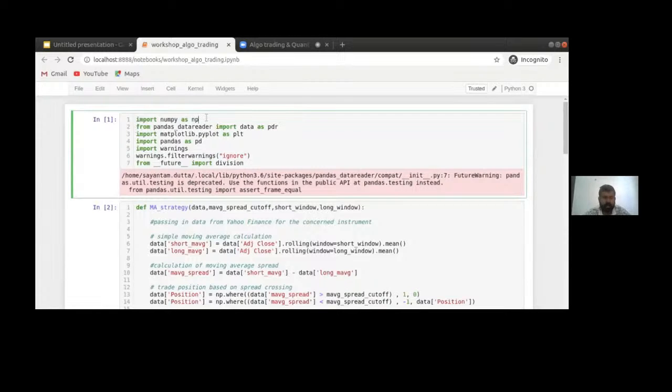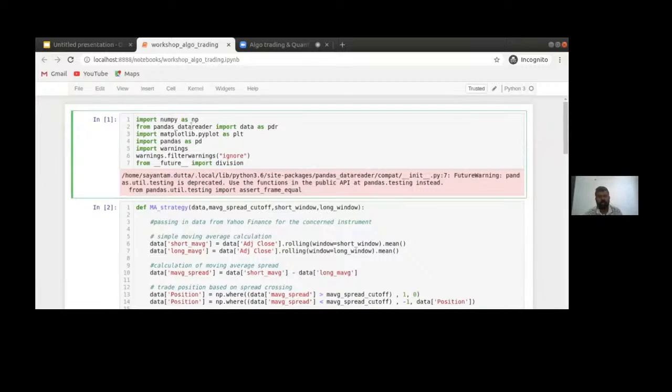So the first cell I've written is basically the libraries. The first library is NumPy. In Python, to import the NumPy library, you use import numpy as np. So np is just an alias for NumPy.